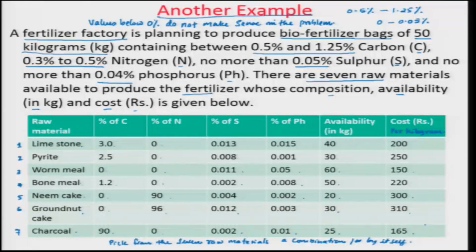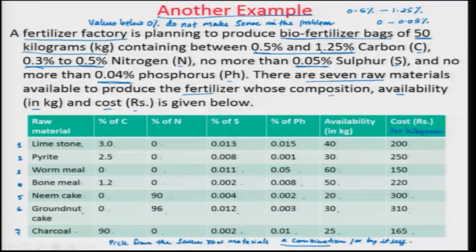Either use an option so that you get it by itself, or you use a scenario where a combination is being picked up. Okay. So the problem setting, I hope you understand that we are going to produce biofertilizer bags of 50 kilogram weight containing 0.5% to 1.25% of carbon, 0.03% to 0.05% of nitrogen, no more than 0.05% of sulfur, and no more than 0.04% of phosphorus. And there are 7 raw materials using which you can produce a fertilizer, and their composition, availability and cost is given, and we already discussed the details of it.